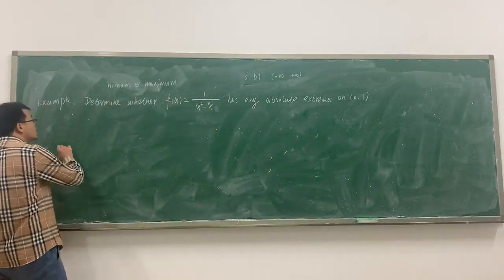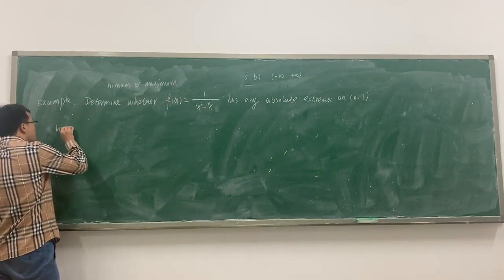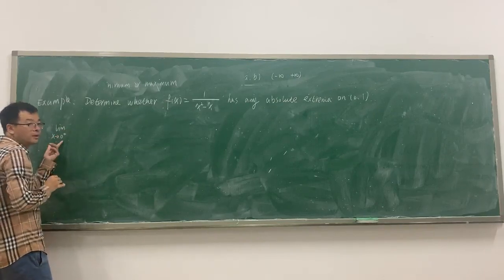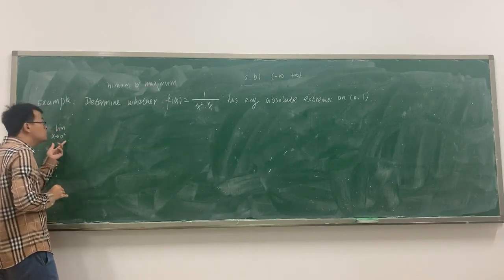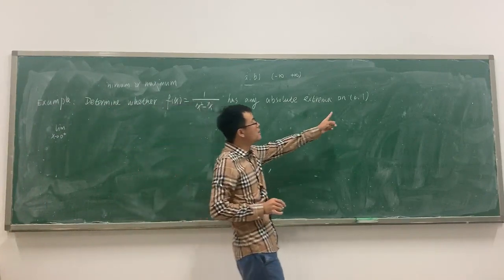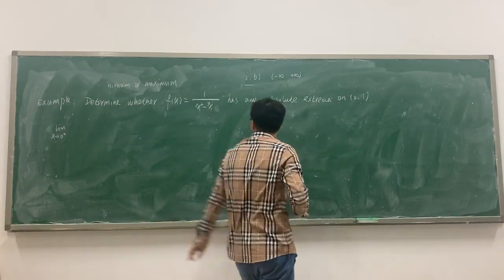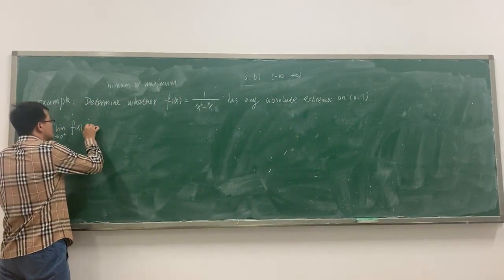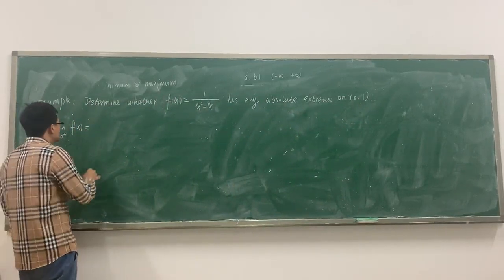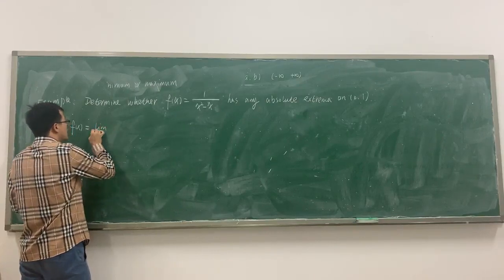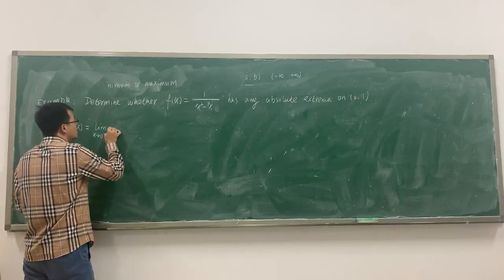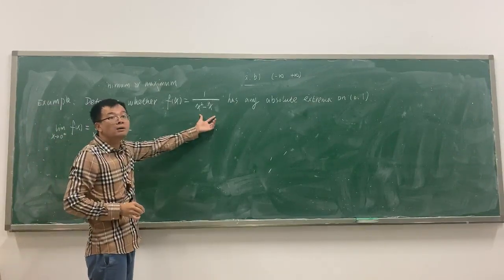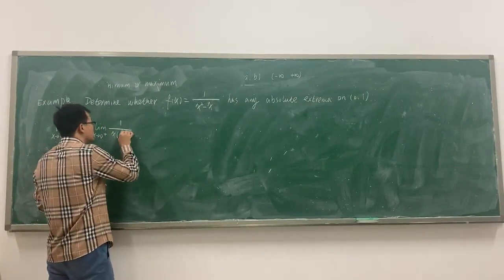So now we need to see the limit as x approaches 0 from the right. As x approaches 0 from the right, f(x) approaches what? It is equal to the limit as x approaches 0 from the right of 1 over x squared minus x. Here we can factor out x, so it is x times x minus 1.